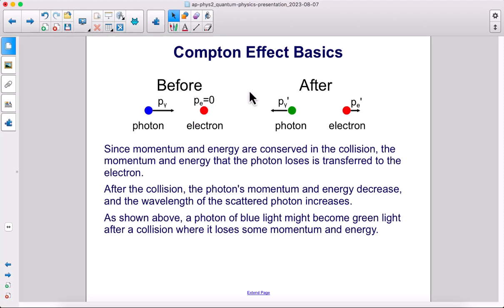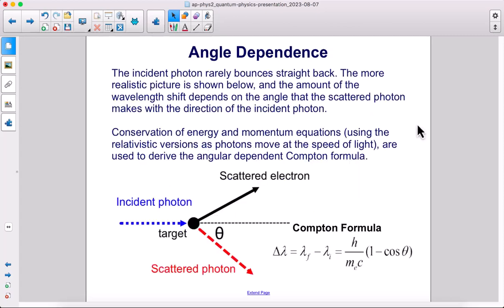As shown above, this is a simplified version, but a photon of blue light might become green light after a collision where it loses some momentum and energy. The incident photon rarely bounces straight back. The more realistic picture is shown below, and the amount of the wavelength shift depends on the angle that the scattered photon makes with the direction of the incident photon.